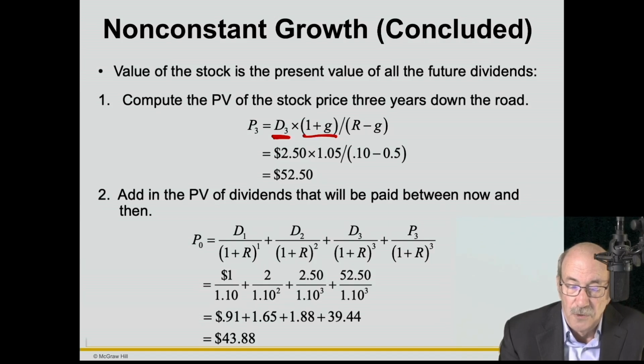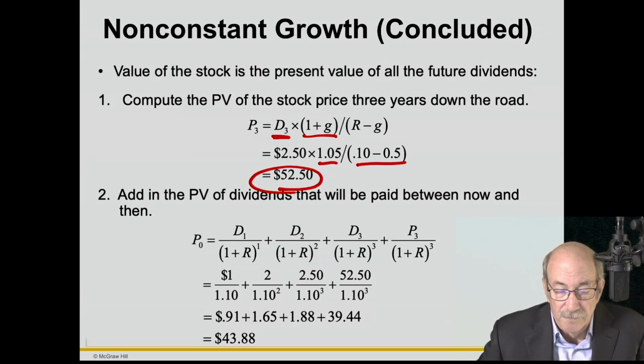We're going to grow that at our 5% rate for one period. That'll be D4 now. And then we're going to divide that by, in this case, R is 10% and G is 5%. So when we do the math, it gives us a price of $52.50.